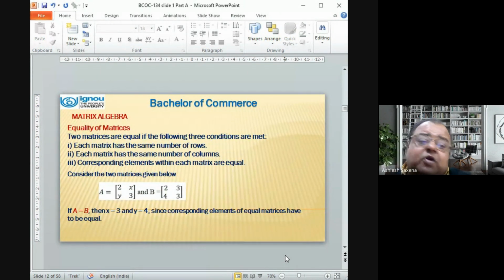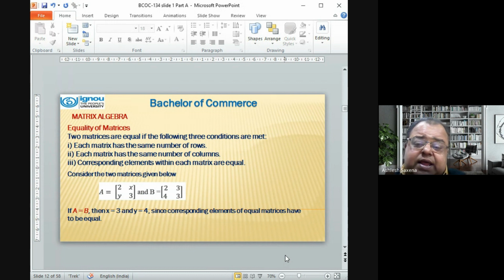Now we will come to matrix algebra. We will start with equality of matrices. Two matrices are equal if the following three conditions are met. Number one, each matrix has the same number of rows. Each matrix has the same number of columns. That means they have the same number of columns and the same number of rows. And the corresponding elements within each matrix are equal.